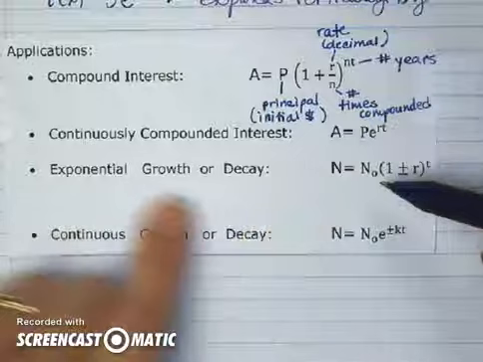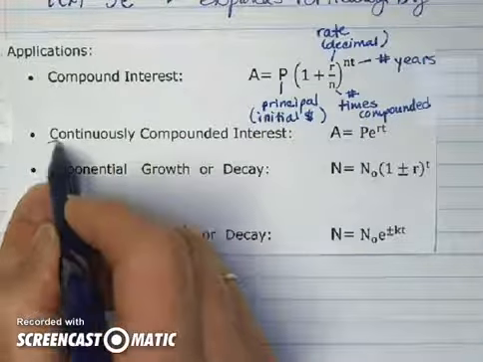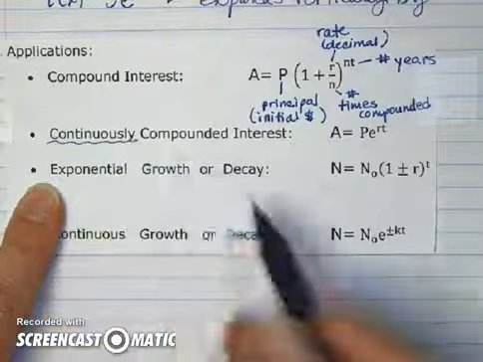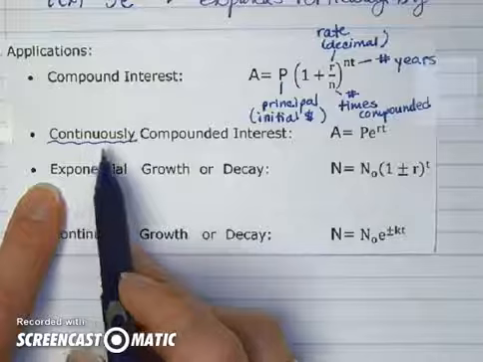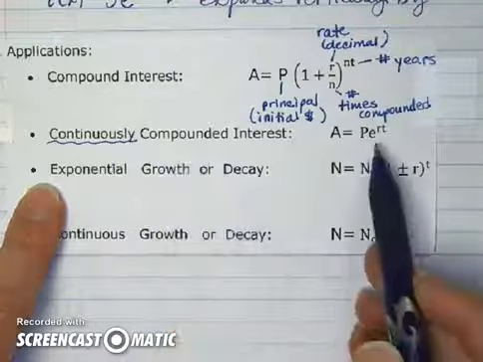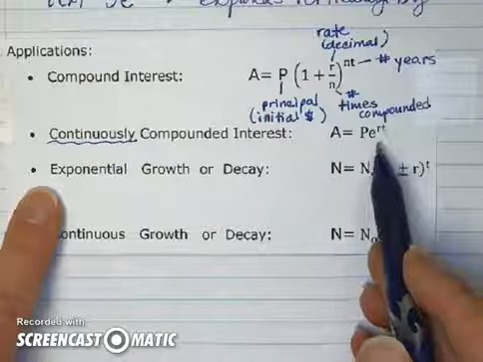Now let's talk about it if it says continuously compounded. And that's important, because if it just says compound interest, you're using this formula. But if you see the word continuously, that's good old PERT. And you've used PERT before. You've used that in your other classes.